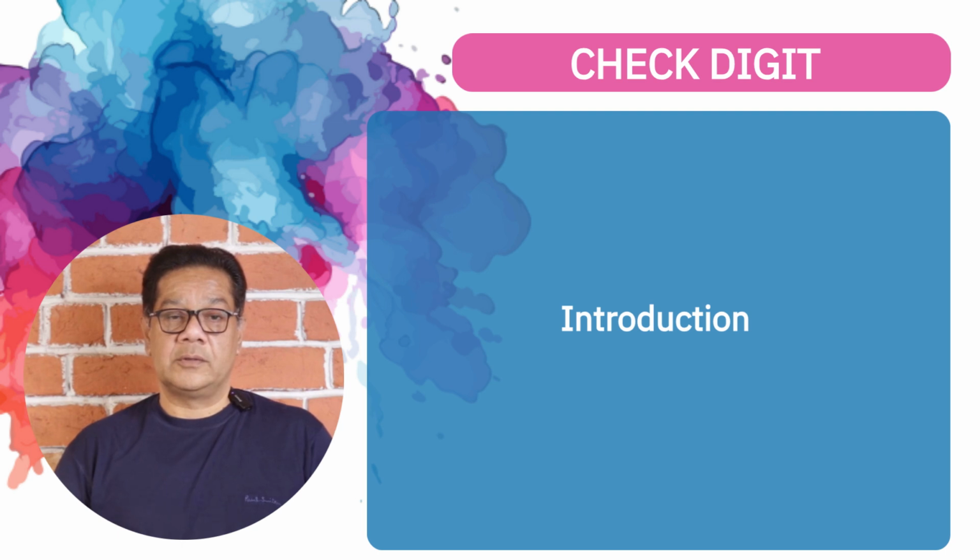Hello students. In today's video we are going to study check digit, which is an important verification technique and is frequently tested in examinations. A check digit is an extra digit added to the end of a number and is calculated using a mathematical rule. Its main purpose is to detect errors when data is entered or transferred from one system to another.